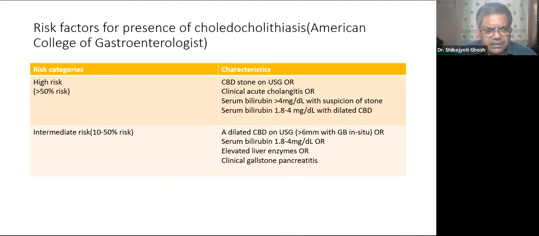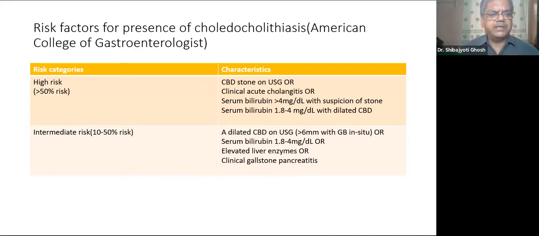So these are the various categories. The high risk categories are, of course, when we see a stone in the CBD on ultrasonography, or there are features of acute cholangitis, or the patient has a serum bilirubin of more than 4 milligram percent. Remember, there is a standard saying that serum bilirubin more than 10 is more common in malignant obstruction than the benign obstruction. So when you see a patient having bilirubin more than 10, think about the possibility of malignant obstruction.